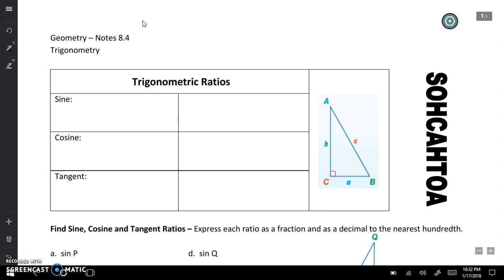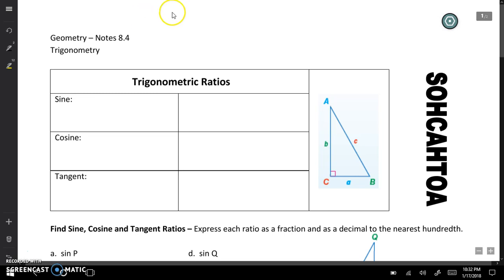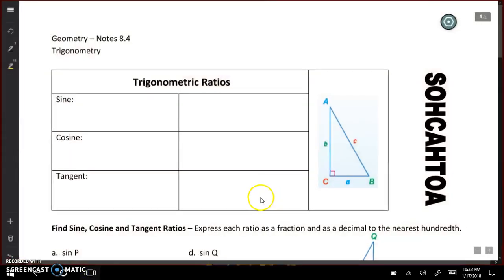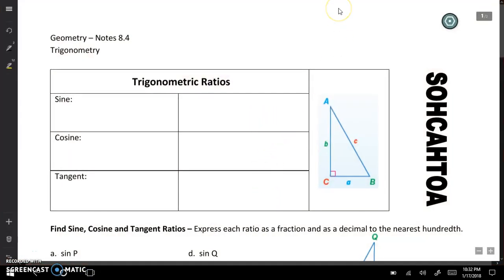Talking about trig, there are three different trig ratios. We got sine, we got cosine, we got tangent. Those are the buttons on your calculator right here: sin, cos, and tan. They're all trig ratios based on a right triangle.